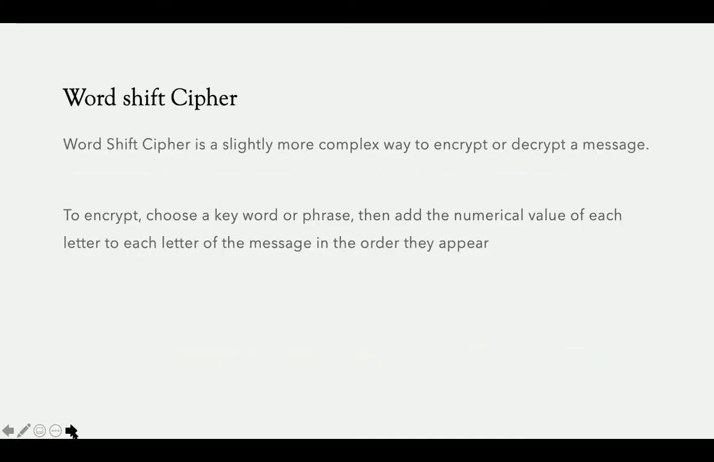All right, so let's talk about another way. Another way is the Wordshift cipher. This one is definitely a little bit more complex in encrypting and decrypting messages. And again, as usual, I always have an example to follow everything that I say. What this does is you use a keyword or a phrase, and then you have a numerical value for that letter or phrase or words. You're going to use this to help in encrypting and decrypting a message. And often this does involve a lot of addition and subtraction.